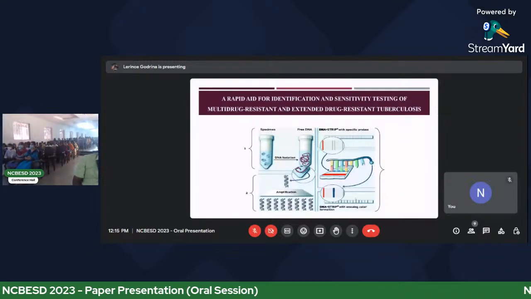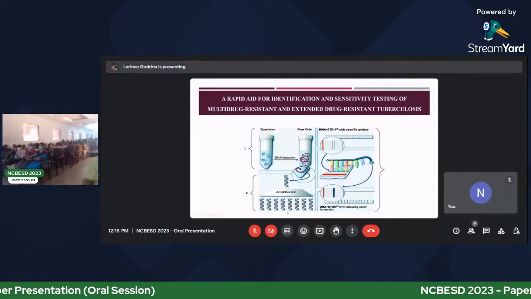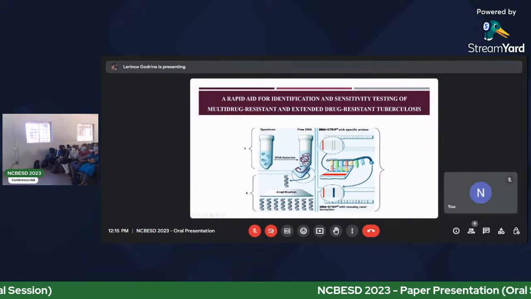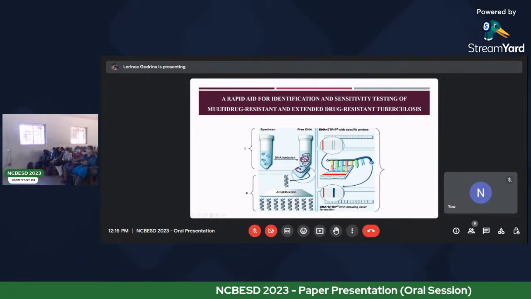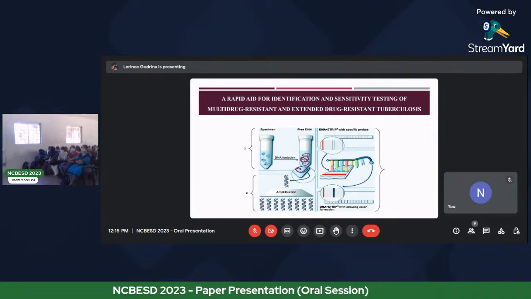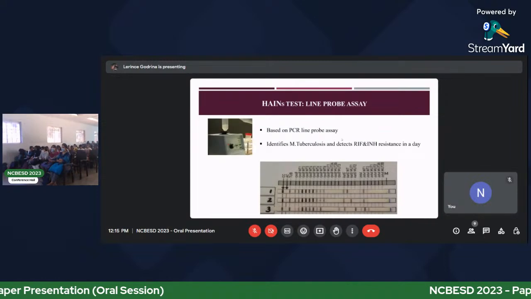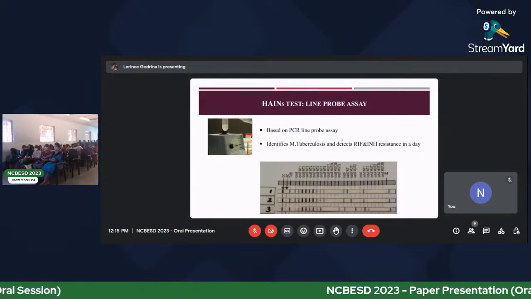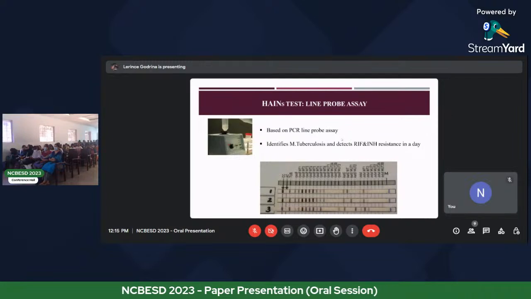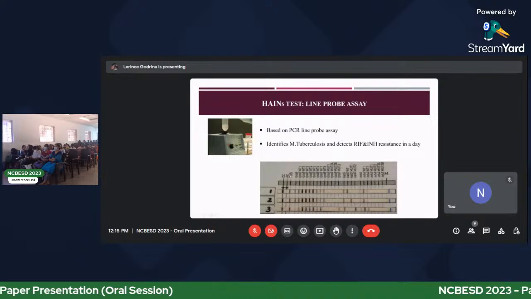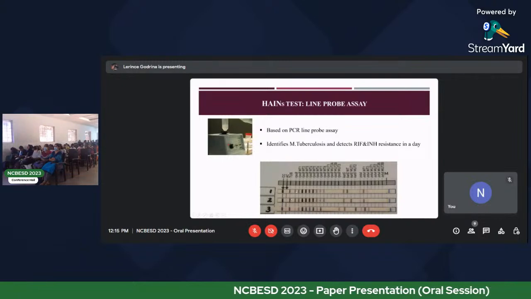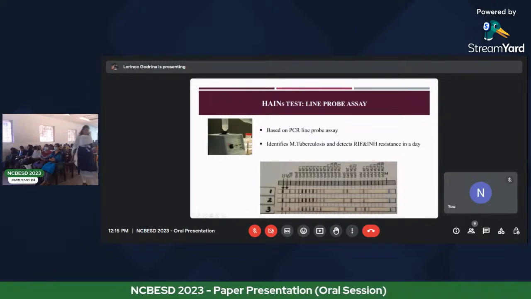This is the DNA extraction method and amplification method, making copies of DNA, and then the hybridization method, in which the drug goes and attaches to the specific probe. So based on the PCR line probe assay, identification of Mycobacterium tuberculosis detects rifampicin and INH resistance in this case. The CC, AC, and TUB bands are the detection of the TB. So this is my first process.